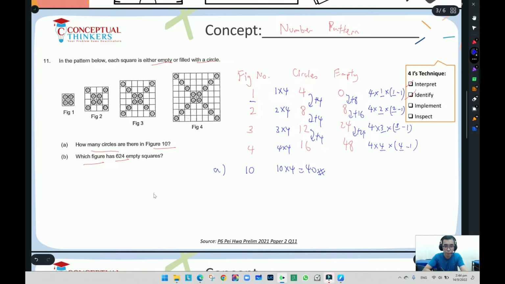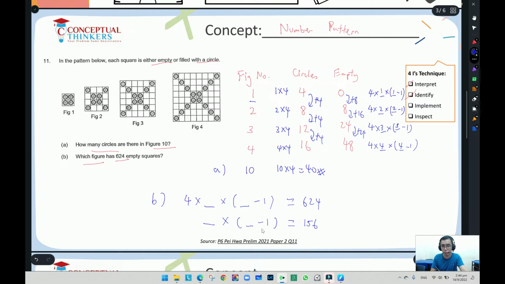So for part B, what we can do is take 4 times the figure number, which we don't know, then multiply by the figure number minus 1, and this will give me 624. The first thing we know is that there is a 4 that we can divide. We don't know the figure number, and minus 1. If I divide by 4 throughout, this will give me 156.